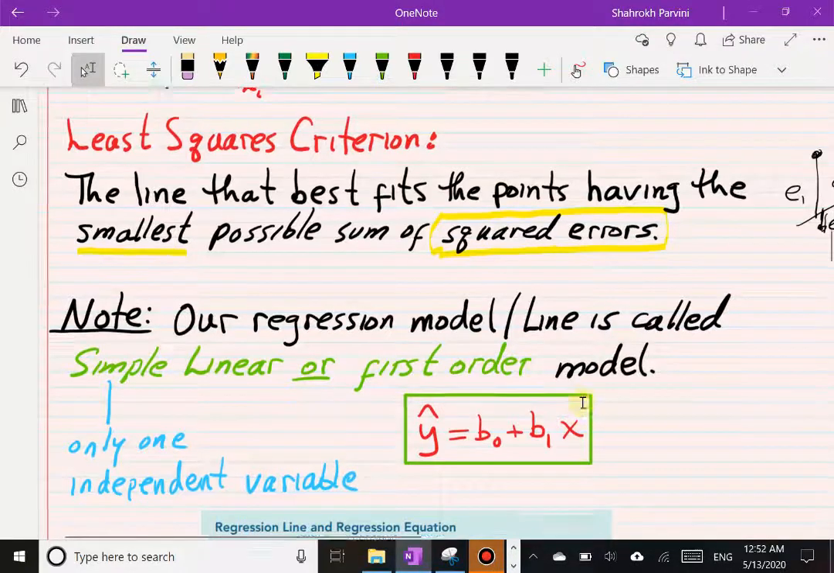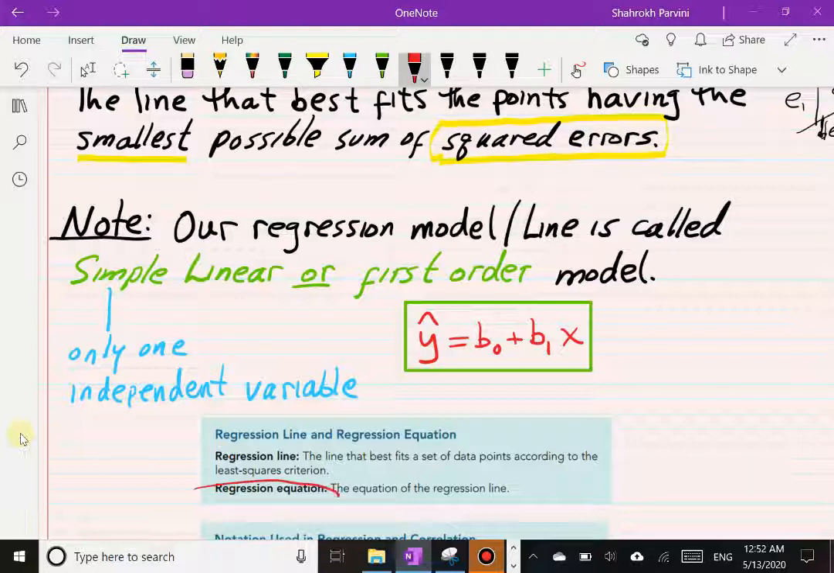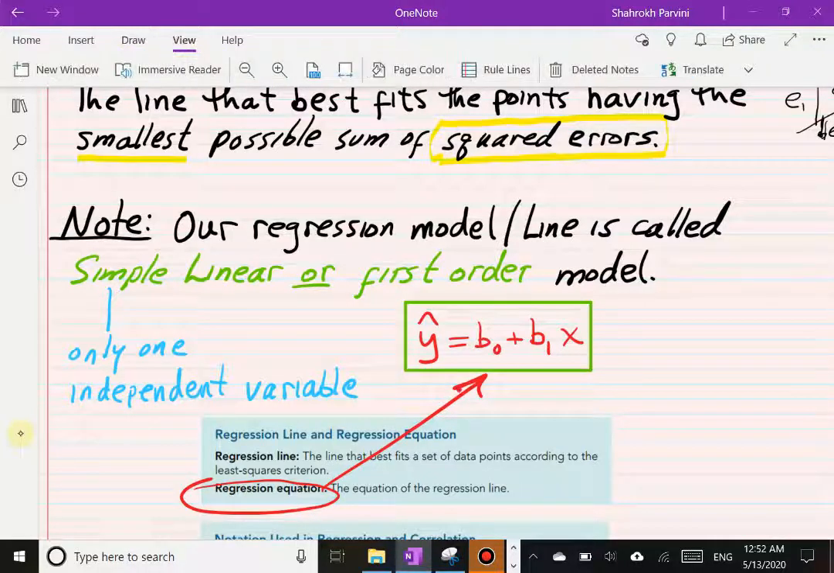Okay. Now, here's what your book tells you about the regression line. The regression line is the line that best fits a set of data points according to the least squares criterion. And what is a regression equation? It's the actual equation of that line. So this regression equation is the one that they're referencing. It's the equation of the regression line.